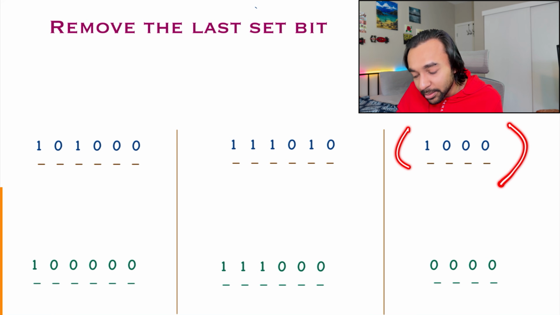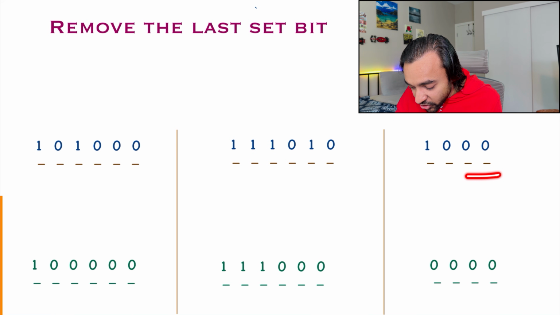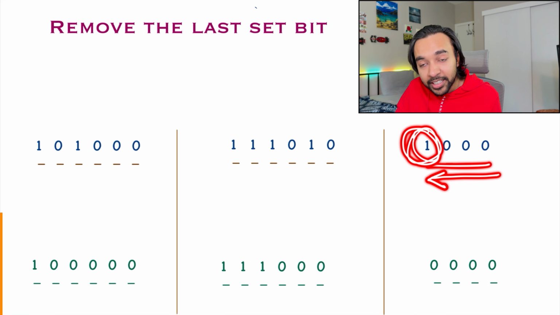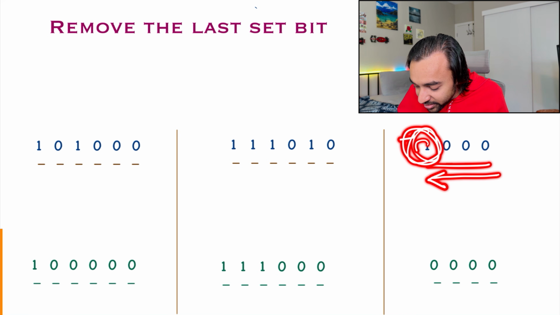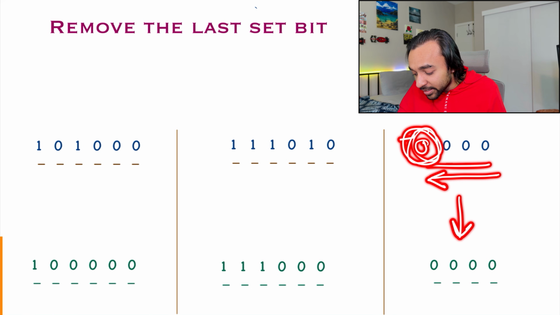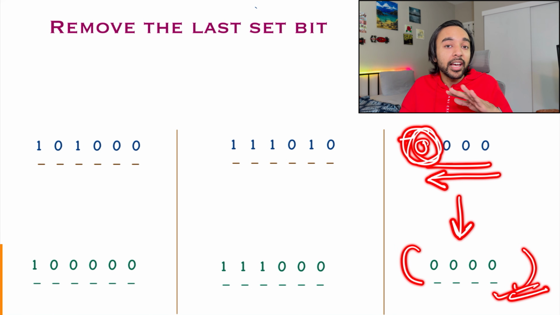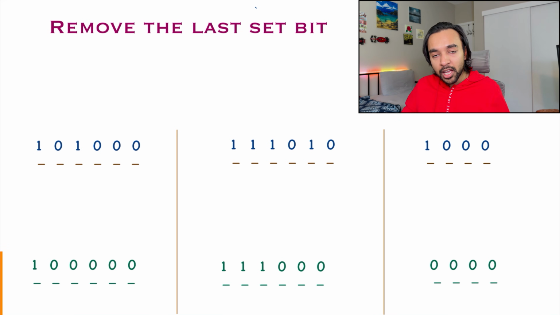Similarly, if you have something like this, I check the last set bit, the first set bit from the right side. And this in fact is the only set bit in this number. If I set this to 0, what will happen? This will be my answer. I will get an overall 0, right? So that is what the problem statement is asking you.